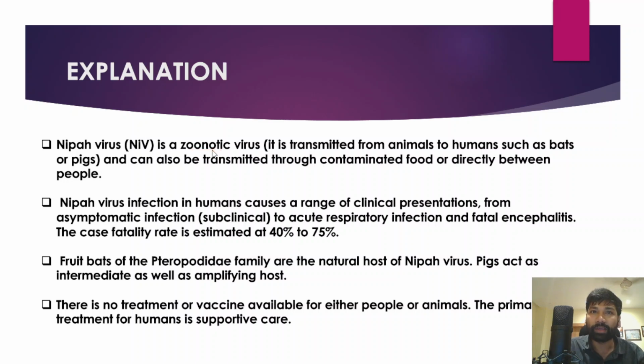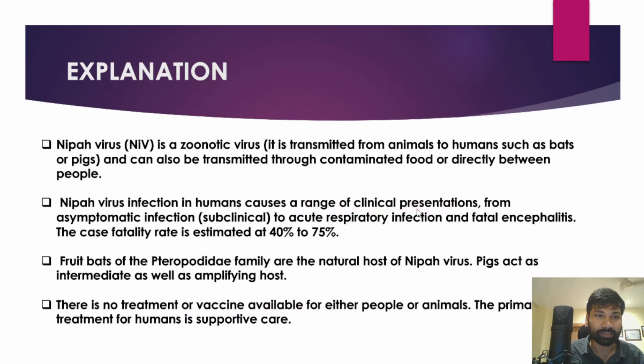A recent example is the COVID-19 virus, or the COVID-19 pandemic, which is also a zoonotic disease, right? So these zoonotic viruses are transmitted from animals to human beings, such as from bats or pigs to human beings. And apart from that, they can also be transmitted through contaminated food directly between people. Now, one individual infected with the Nipah virus can actually transmit this disease to another individual through food or any other direct contact.